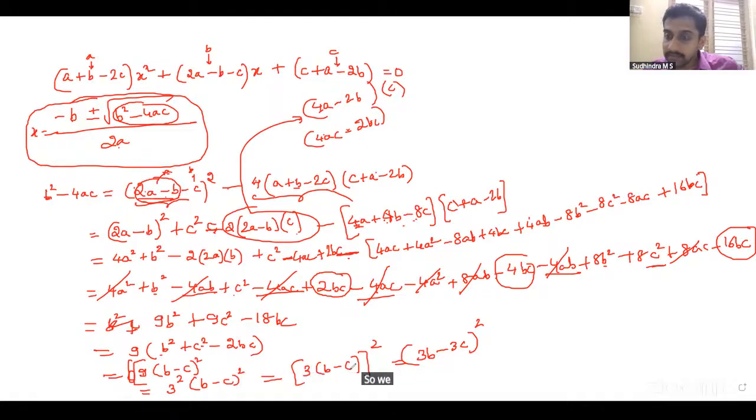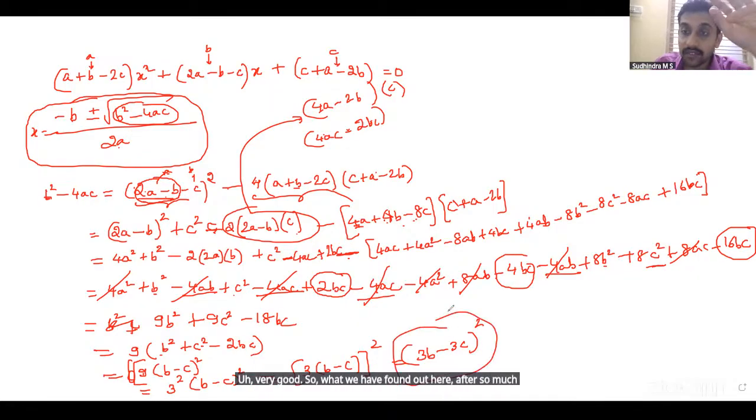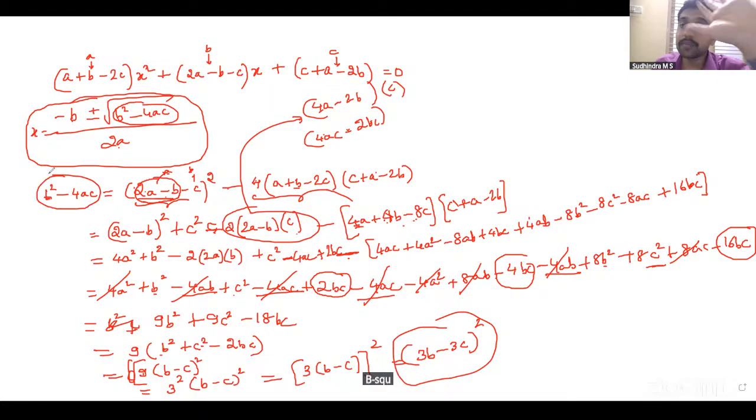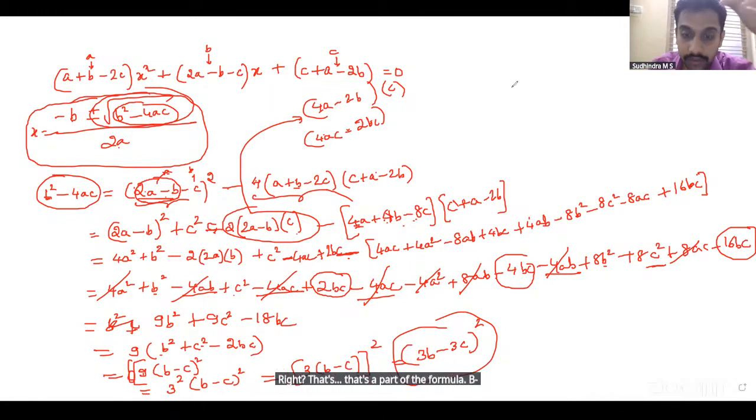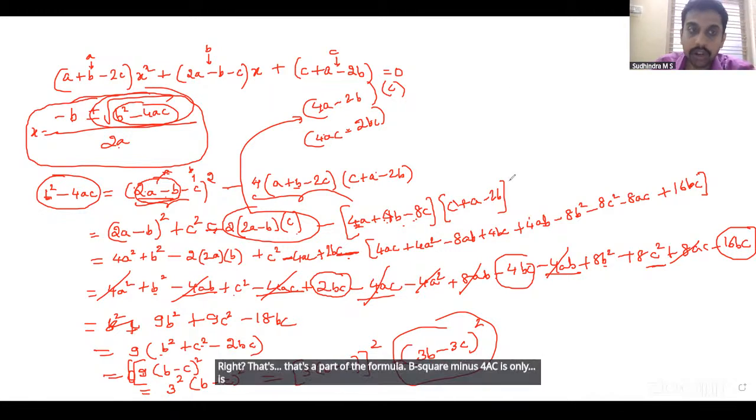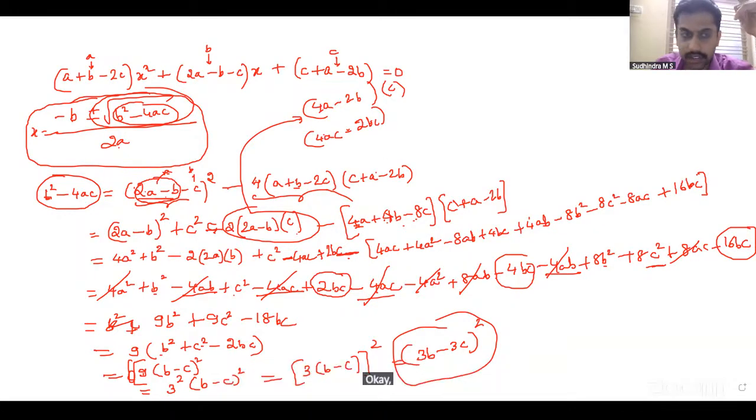Sir, we have not done the problem till now. Very good. So what we have found out here, after so much effort, is b square minus 4ac. Right? That's a part of the formula. b square minus 4ac is the only thing that we have found out. Now we can substitute, and we'll get the answer quickly. Okay, in the formula, I'll do it in the next slide.